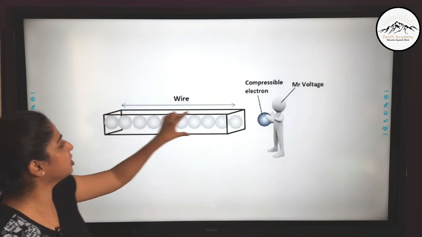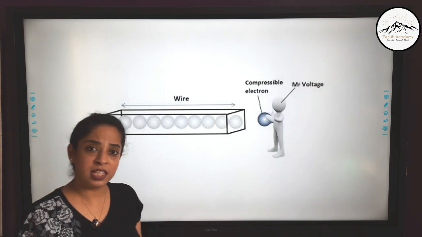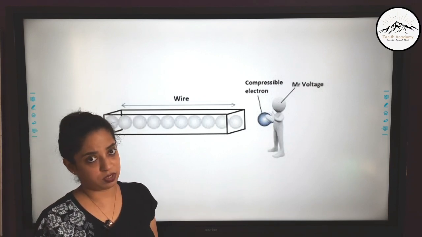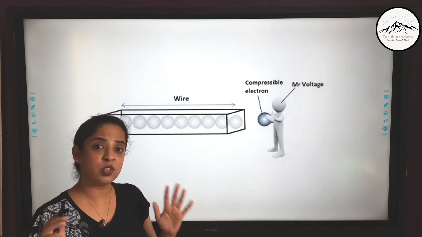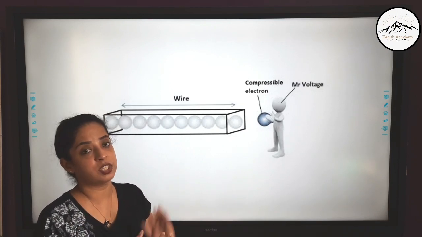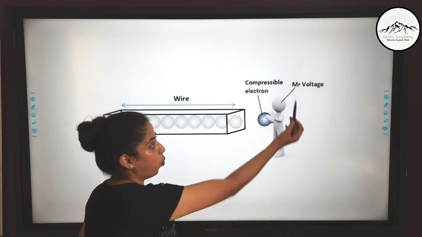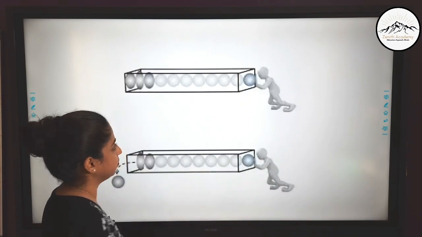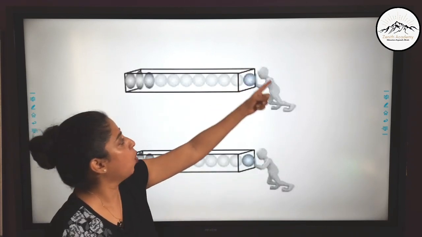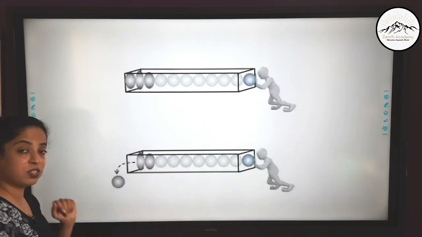So suppose this is a cross section of a wire. Now in a wire there will be metal ions, we know, and there are free electrons. But they do not move on their own. There has to be some external force which makes them move. So here is Mr. Voltage and he applies the external force. Now here you can see voltage applying an external force, and hence the electron starts moving.